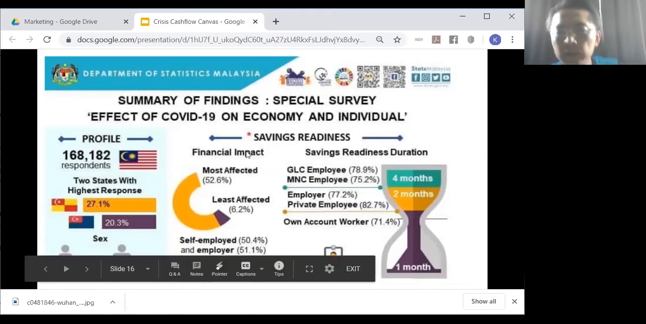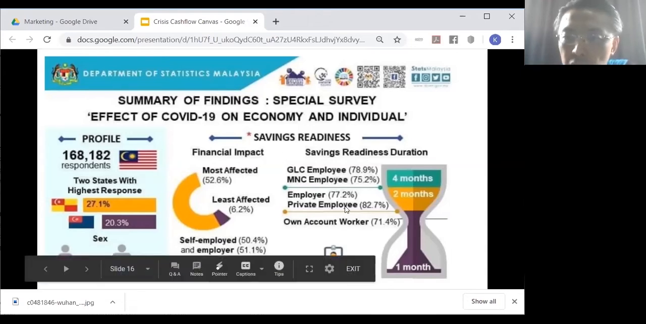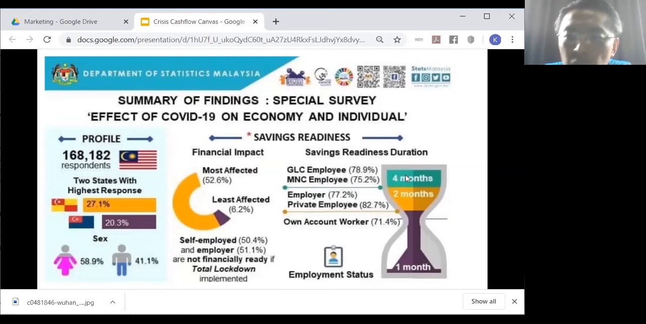So over here, I just want to share that, as you can see, many of us during crisis rely on our emergency fund. And you agree with me that many Malaysians do not have sufficient emergency fund. If you can see my screen on the right, the majority of GLC and MNC employees tend to have a higher emergency fund of 4 months.